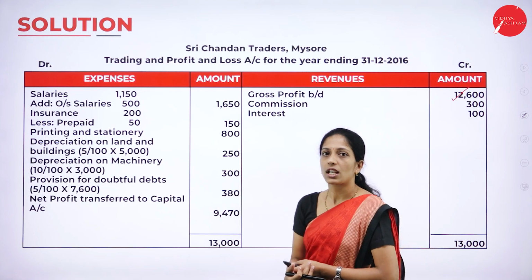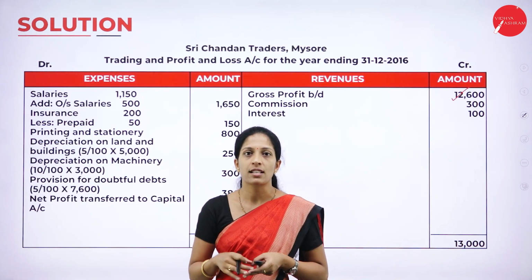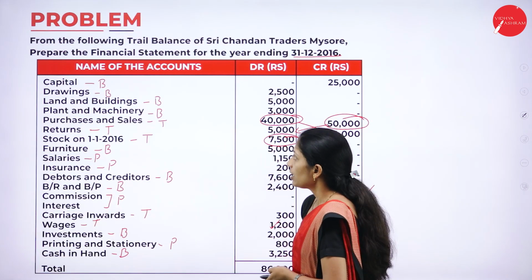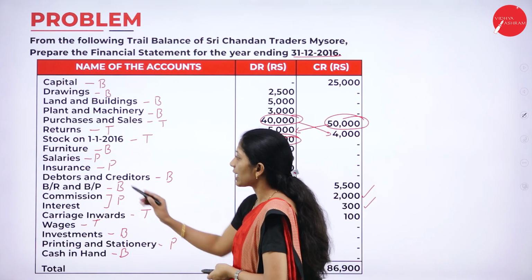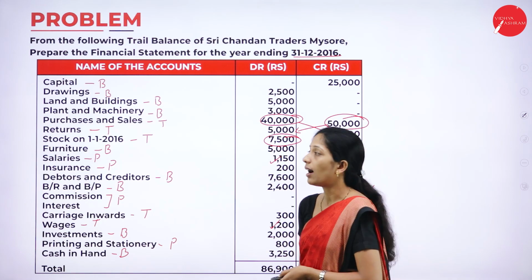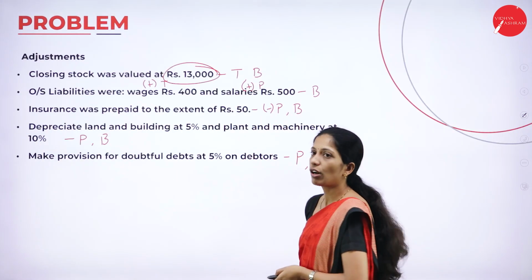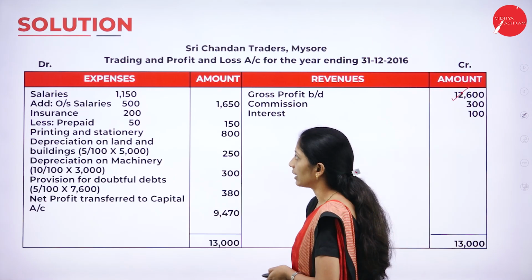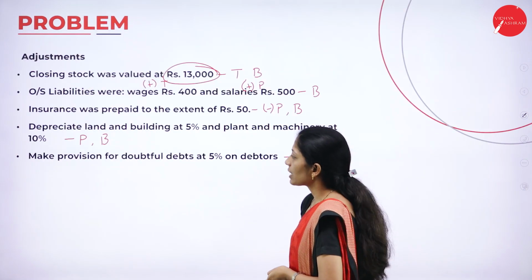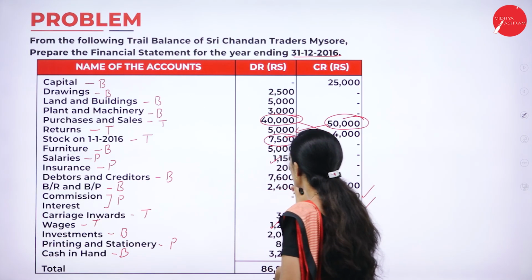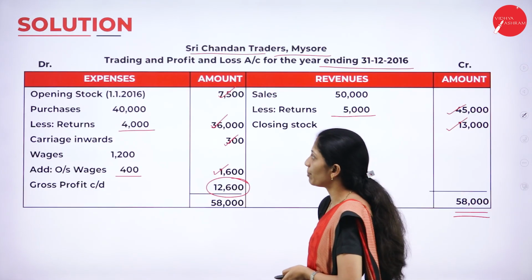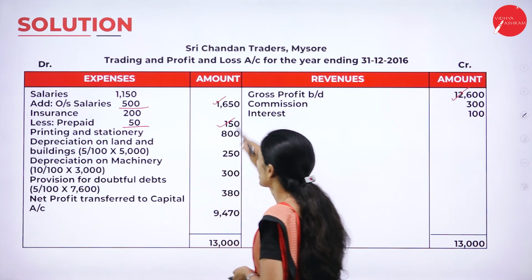Now in your profit and loss account, you will record all the indirect expenses as well as indirect income. Now we shall go through the indirect expenses. So go through the trial balance. So which are the indirect expenses? Salaries. So salaries how much? 1,150 we have. But there is outstanding of 500. So add outstanding. So 1,150 plus 500, you will get 1,650. Next one, after salaries, we have insurance, that is 200, but there is a prepaid of 50. So minus this prepaid. So 200 minus 50, you will get 150.